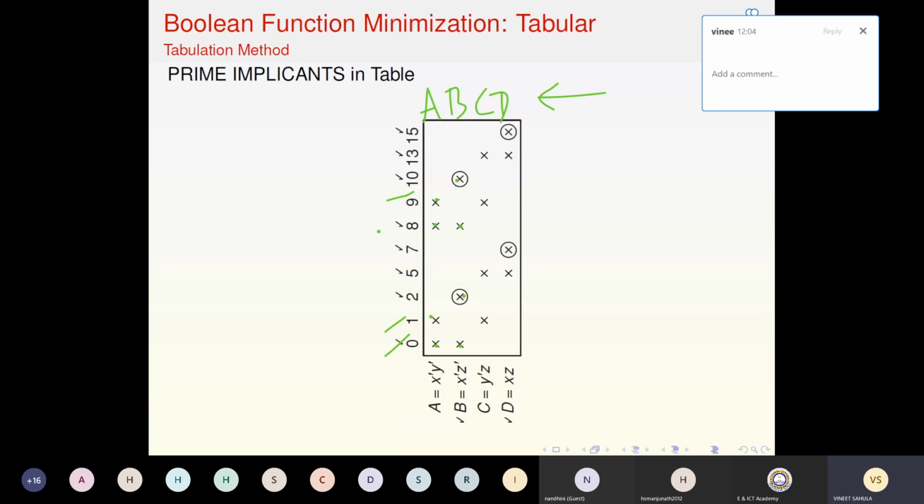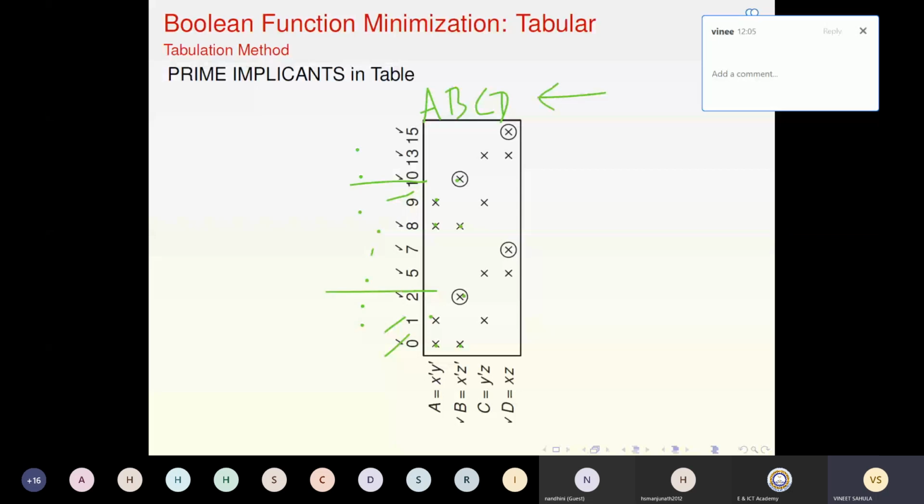What is the essential here? The essential is any minterm which is covered by only one of them. I see no one is there. 13 is covered by C and D. Oh, the 10th term. The 10th term is covered only by B.